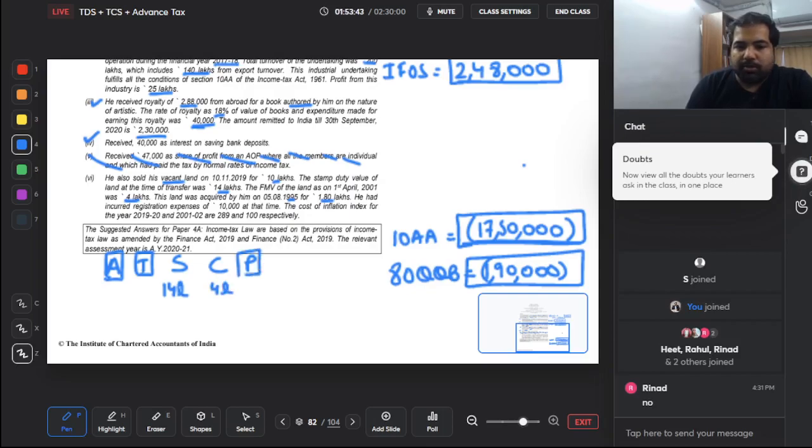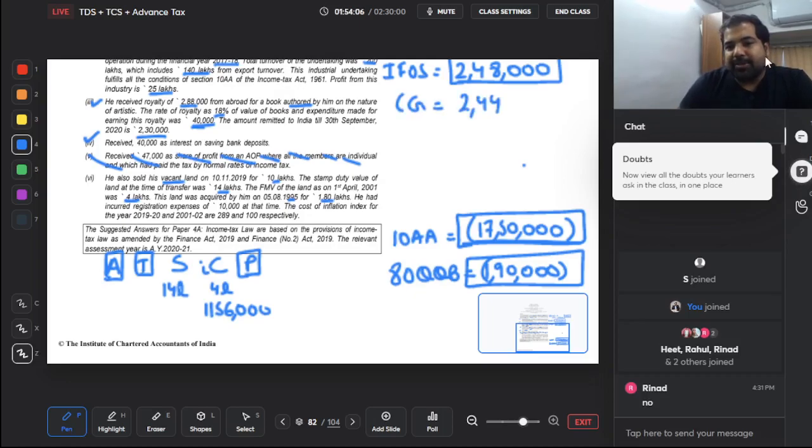Is the period long term? So can I index my cost? Yes. So 4 lakh divided by 100 into 289, basically 11,56,000 is my index cost. 14 lakh is my sale consideration, no brokerage. So 14 lakh minus 11,56,000 is 2,44,000 capital gain.